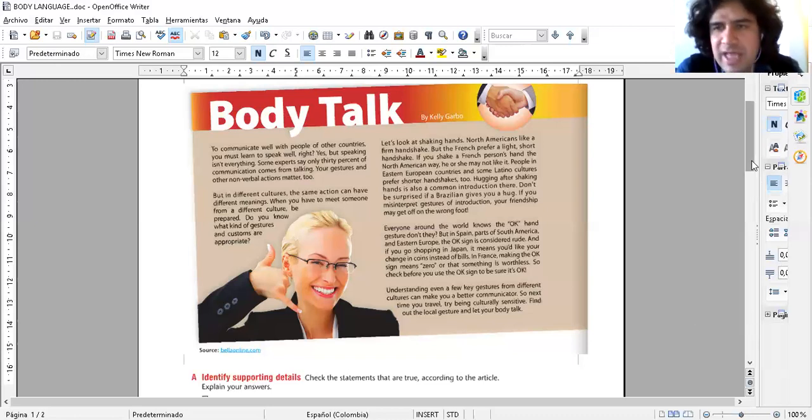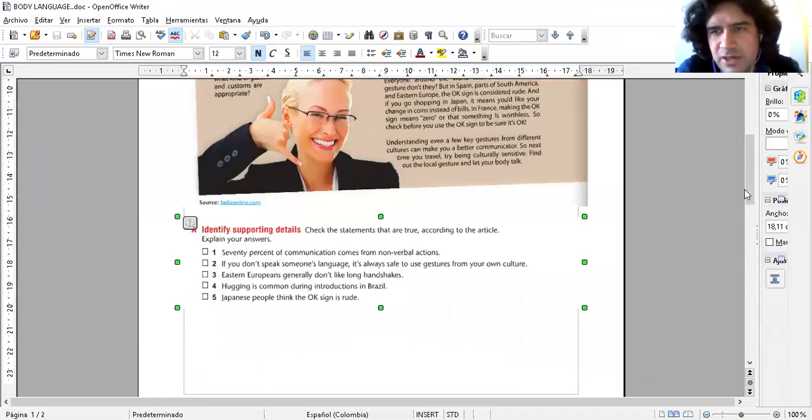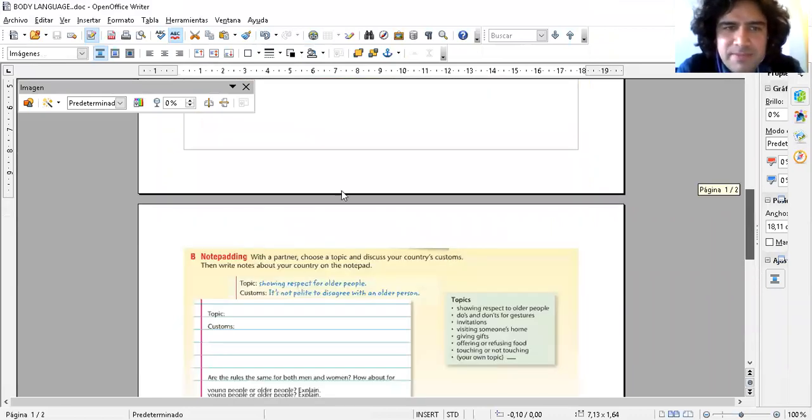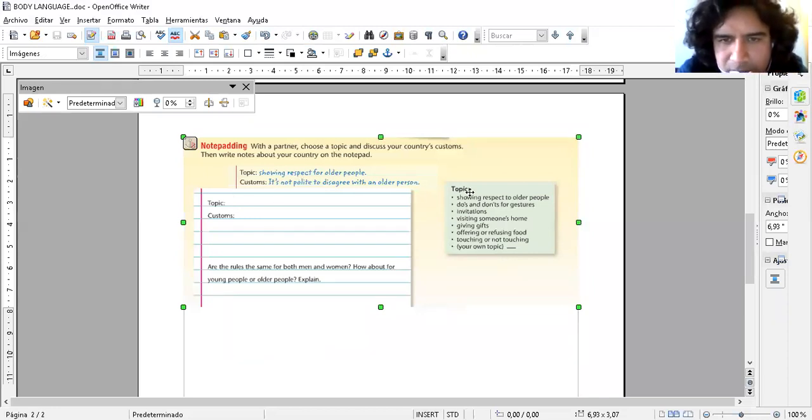After you do the reading, guys, you have to answer the exercise A. You have it here, and the exercise B. For the exercise B, you have to choose one of the topics and discuss the topic in Colombia. For example, showing respect to older people, mostrar respeto a los mayores. Si es común en Colombia, lo colocan ahí. Custom y que es típico, ¿no? So if it would be that, well, it's typical when you arrive to the house to say hello to the older people. That would be in my generation.